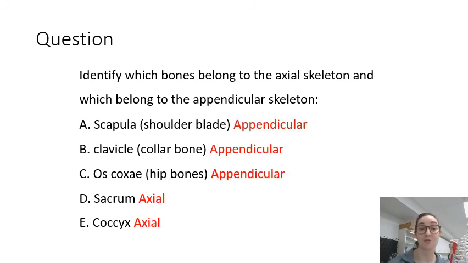All right, and there's your answer. So the first two, the scapula, which is part of your shoulder, and the collarbone, which is part of your shoulder girdle, all of that's considered appendicular skeleton. The os coxae, which are your hips, are considered appendicular as well because that's part of your pelvic girdle. And then the last two, the sacrum and the coccyx, since those are part of your spine, those are considered axial.